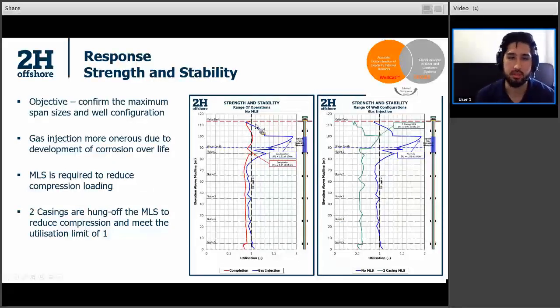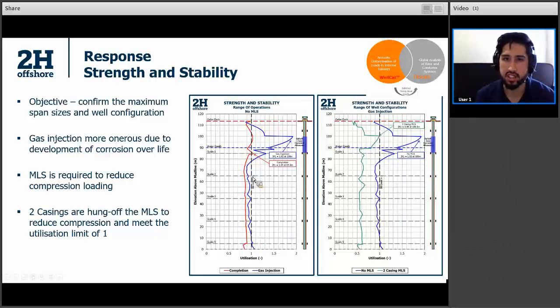We've got elevation above mudline on the left-hand side. We've got our utilization of strength and stability, so how much buckling, how much overstress this particular system can take into account. We use bar and stall to do that, and we're looking for a utilization below 1.